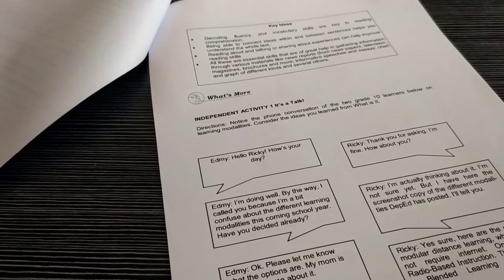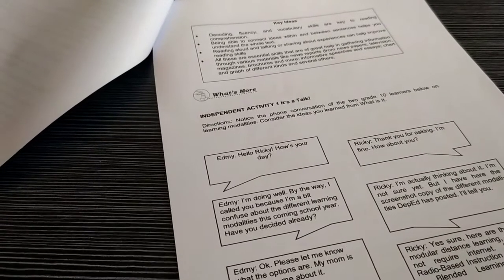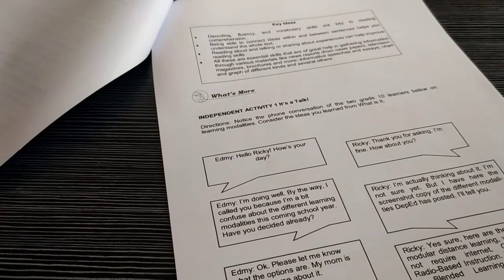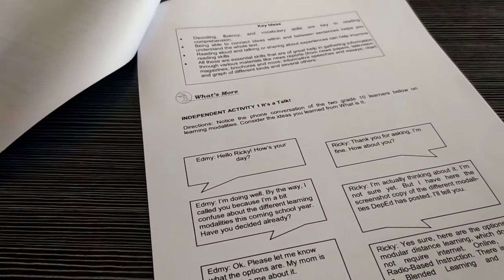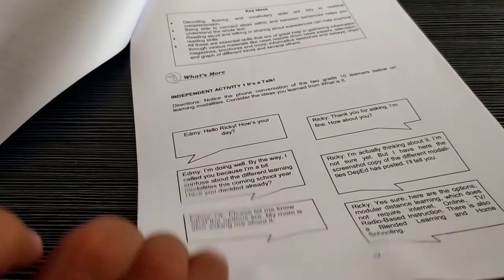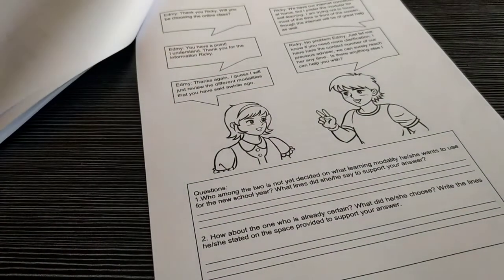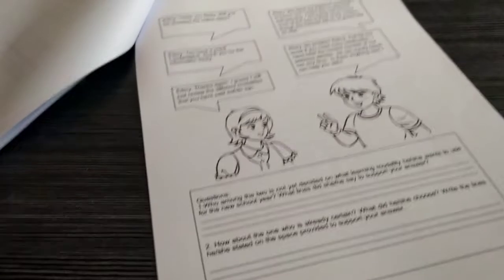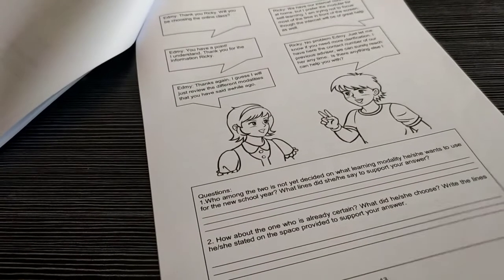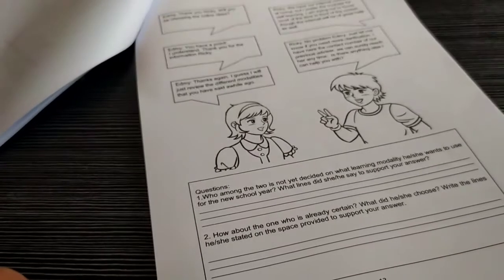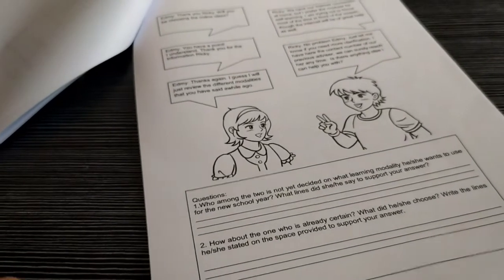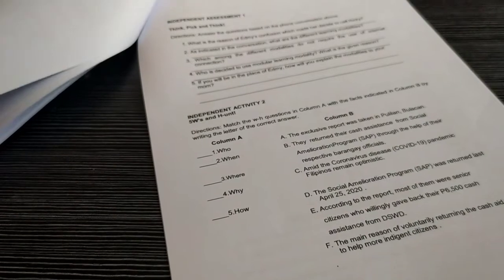So we have an independent activity. It's a talk. Directions: Notice the phone conversation of the two grade 10 learners below in learning modalities. Consider the ideas you learned from it. So you will read the conversation of two grade 10 learners. There are following questions to be answered, and you will cite lines to support your answer. They are giving their stand.